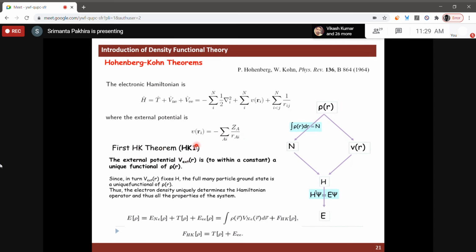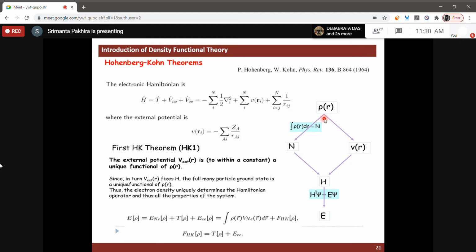Hohenberg and Kohn, from rho, got two ideas. One is the potential part, and another is the total number of electrons. If we connect them somehow, it will form the Hamiltonian, and H cap psi will give E psi. I'm sorry to say that I should say later what rho is, but right now I'm telling you, rho will be the density of the electron. That's why the method name is called density functional theory.